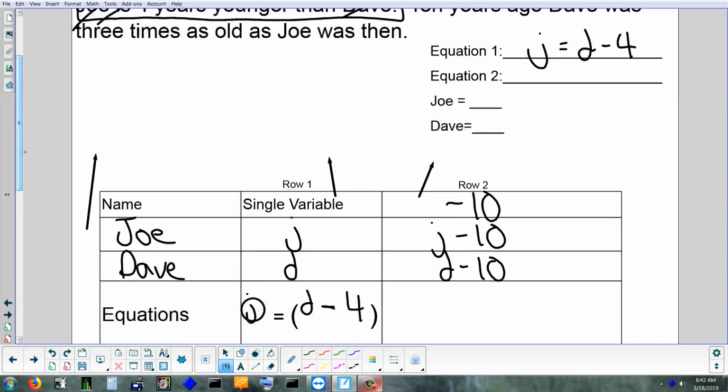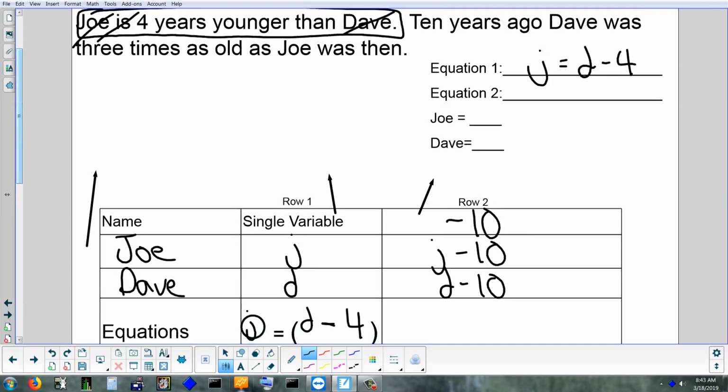Now just like in the first equation, when I read the problem, where I saw Joe, I put J. Where I saw Dave, I put D. Now we're talking about the past. So when I read that second sentence, when I see Joe or he or something like that, I'm going to represent it as J minus 10, because I'm talking about the past. Same thing with Dave. Dave is going to be D minus 10. Victoria, you want to put parentheses around it now? Around the D minus 10 and J minus 10? We can.